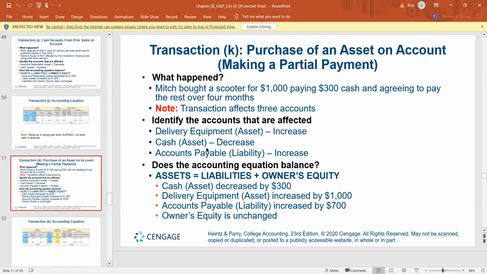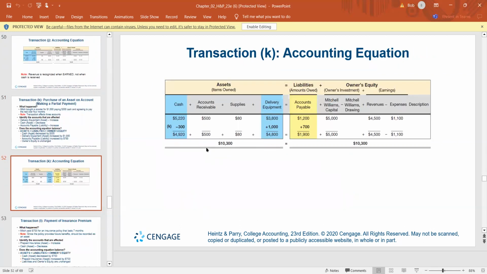Identify the accounts that are affected. He's got more delivery equipment. He has less cash, and he has an increase in his debt, in his accounts payable, okay? So look at your first transaction that goes beyond 2 items. He bought delivery equipment for $1,000. He paid $300 in cash, and he's financing the rest. He's going to pay, like I said, in the next 4 months or something.